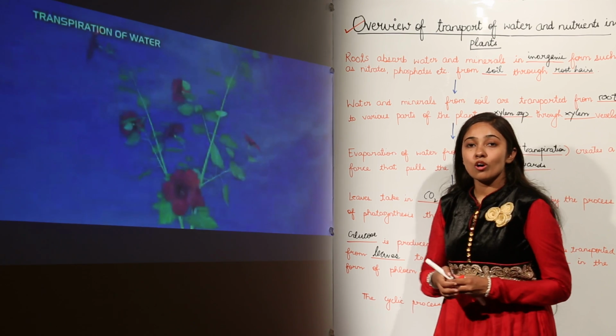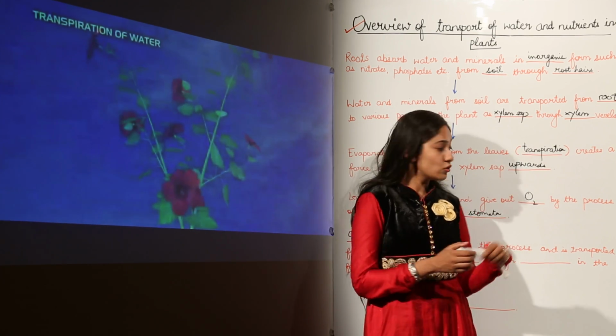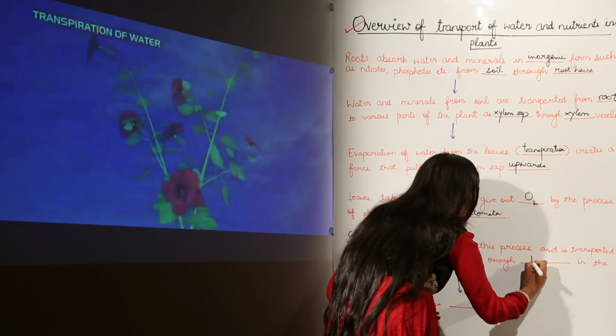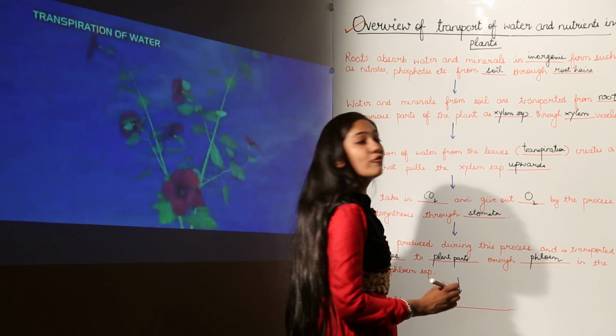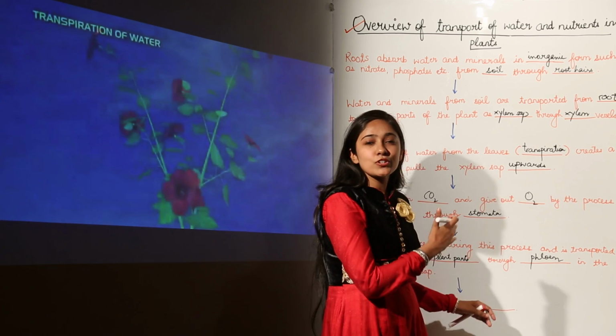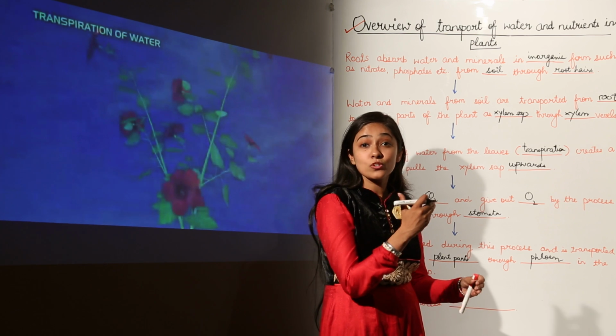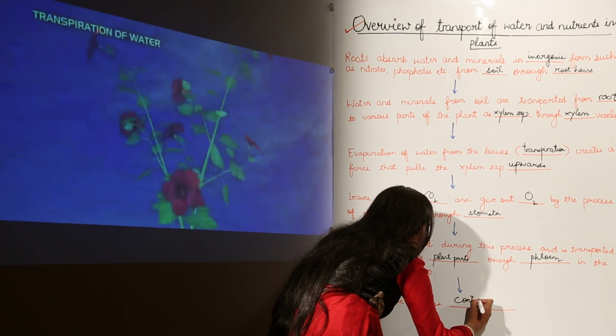For the conduction of food, for the transportation of food in plants, we have a special conducting tissue that we call phloem. Through phloem in the form of phloem sap. Next, the cyclic process. Now what is going to come here? This cyclic process is going to continue. So cyclic process continues. Okay.